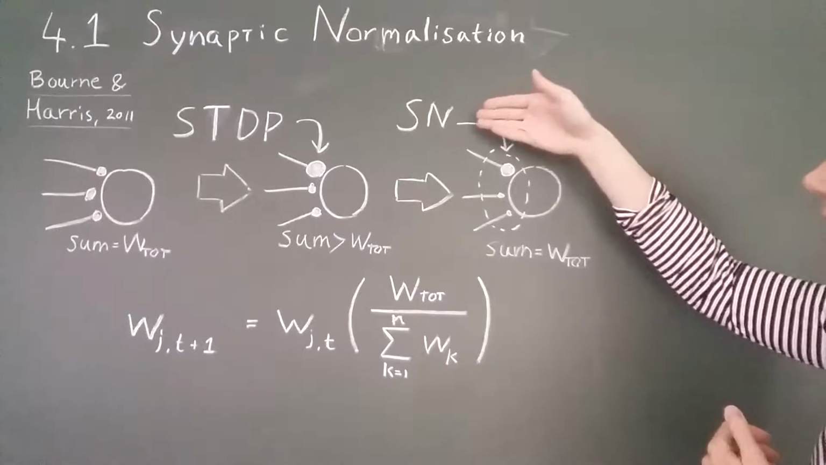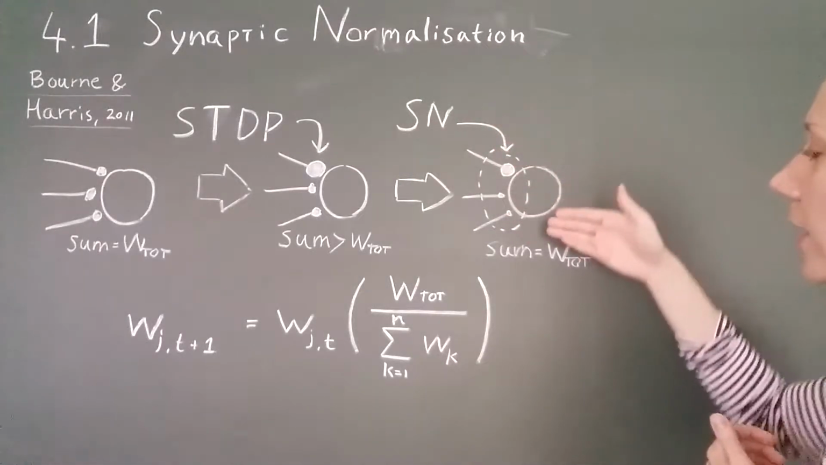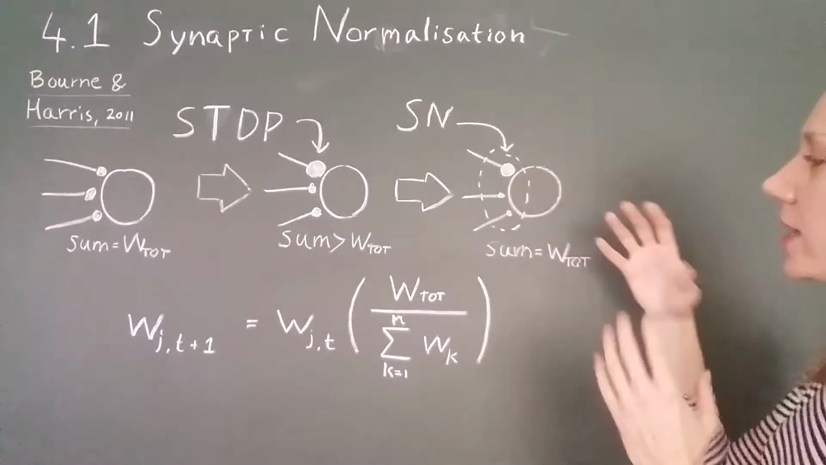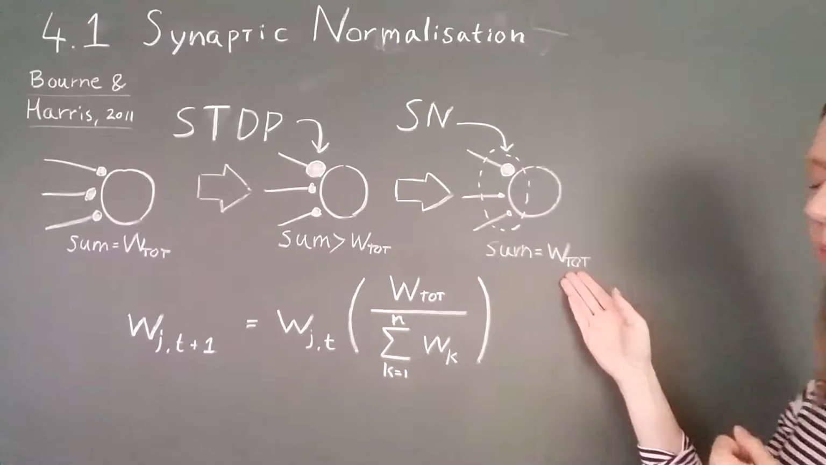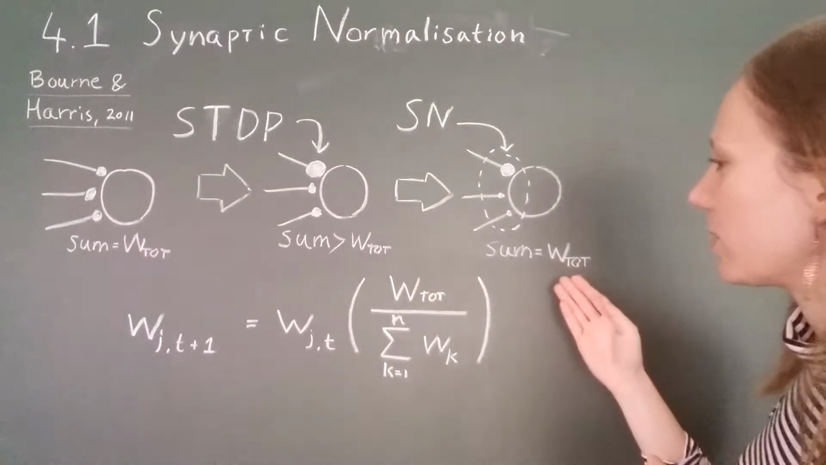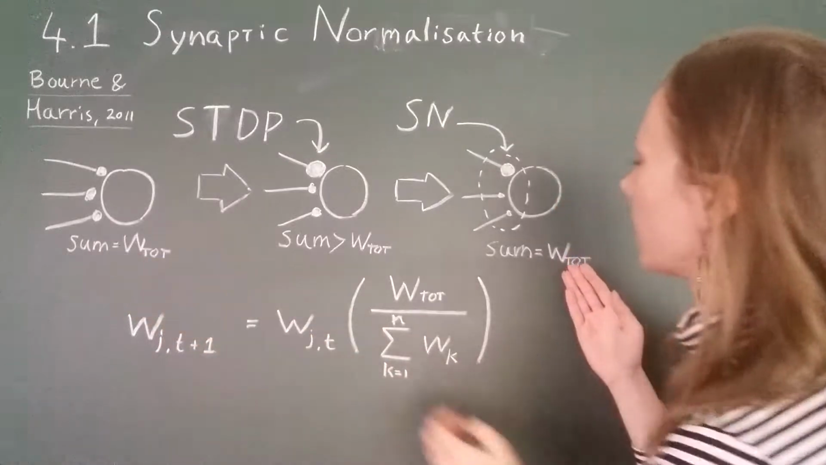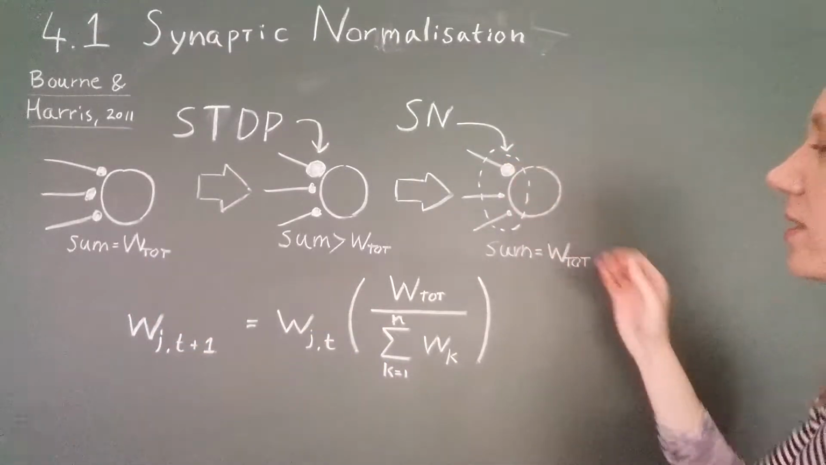Synaptic normalization then acts on the synaptic weights themselves in a group-like manner, scaling all of these weights down, such that the sum again equals W total. Now note that even though the sum is the same as before, the difference that was caused by STDP is maintained between these synapses.